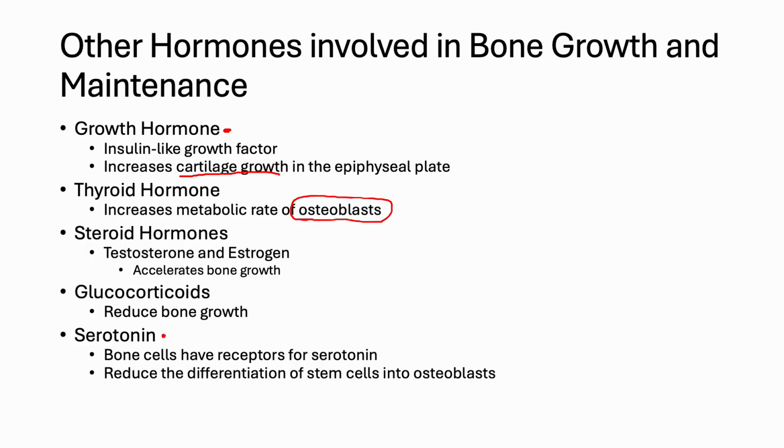Serotonin, it turns out that our bone cells actually have receptors for serotonin. And if serotonin is at high circulating levels, what it will do is it essentially stops these stem cells, right, our osteoprogenitor cells, when they divide or differentiate into osteoblasts, these are our bone builders, right? So if the serotonin levels are too high, this can really affect this differentiation step where the stem cells become osteoblasts. It can reduce the occurrence of that, so ultimately we don't have as many osteoblasts that are building bone.